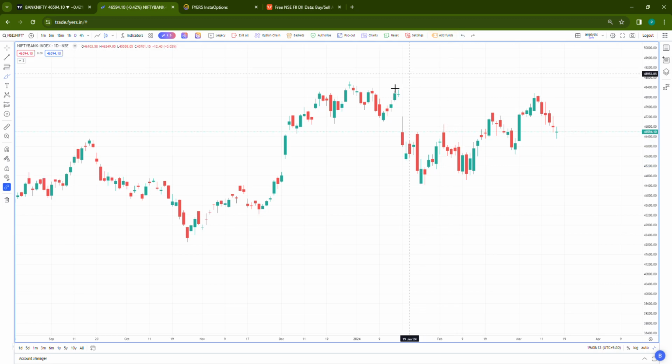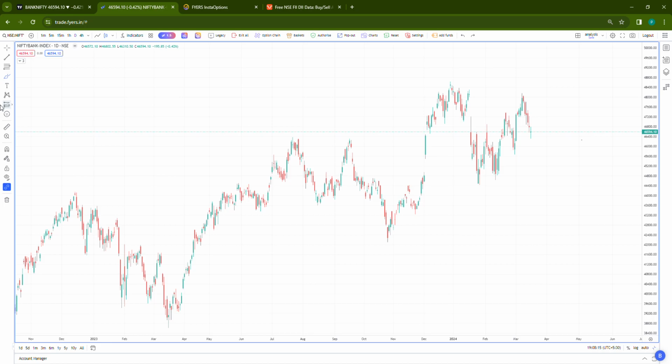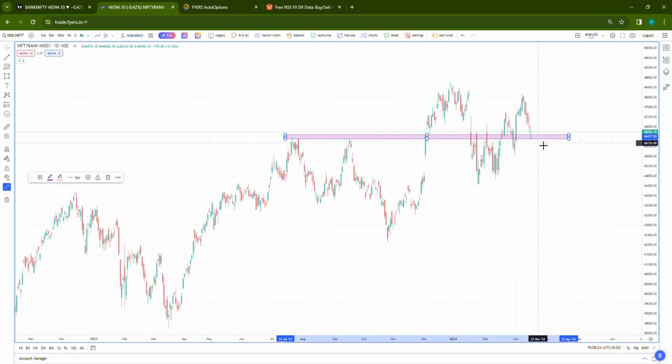Also, if you see this zone here, this is a very important zone. Previously it acted as a resistance, and now it is somewhat acting as support, but not completely. It means prices are moving in and around this particular zone.